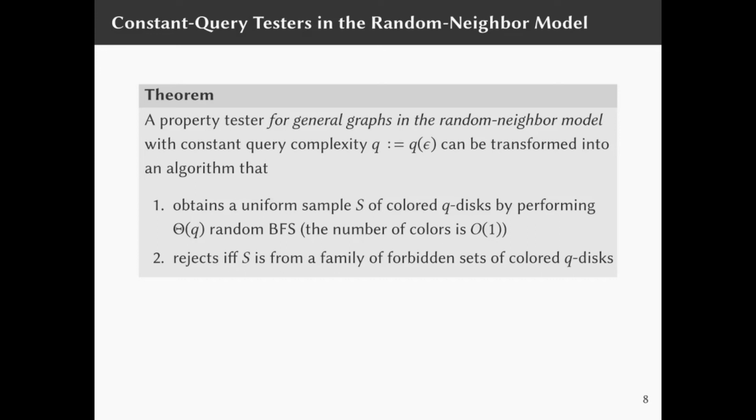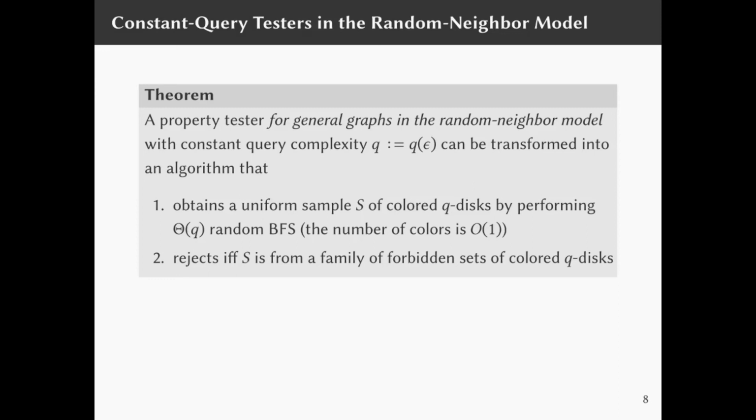The result that we obtain is the following. A property tester for general graphs in the random neighbor model with constant query complexity can be transformed into an algorithm that obtains a uniform sample S of colored Q-disks by performing roughly Q random BFS, and the number of colors is O(1) because there's only a constant number of linear degree vertices. It rejects if and only if S is from a family of forbidden sets of colored Q-disks.